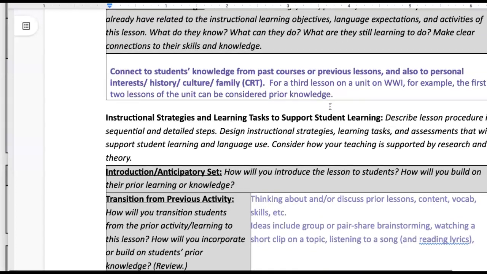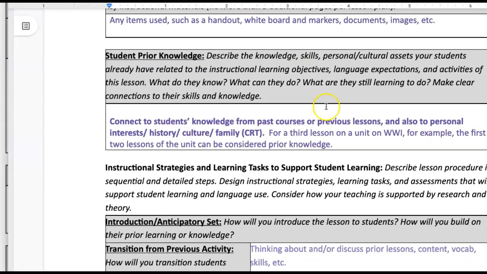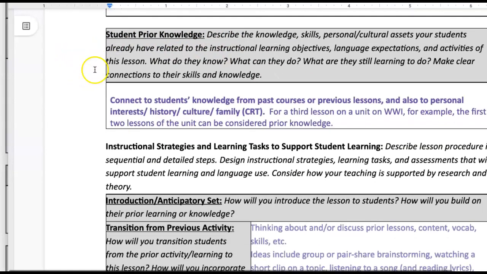And then what else do we need to know? Student prior knowledge. And this, I think, in a lot of ways can be connected to the transition from the previous activity, because the student prior knowledge should connect to a student's knowledge from past courses or previous lessons, and also to personal interests and history and culture and family, culturally responsive teaching.